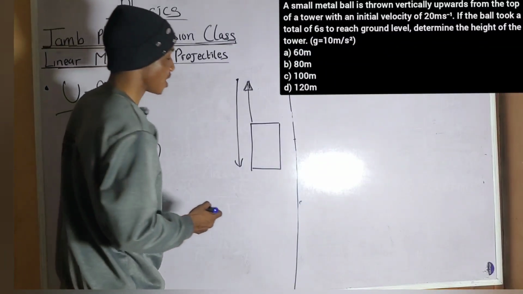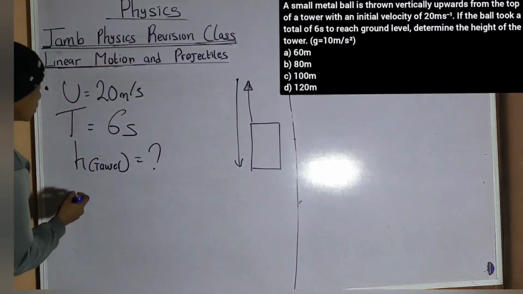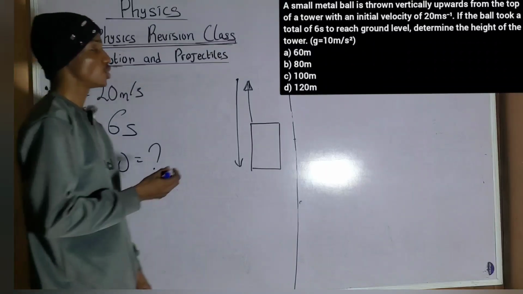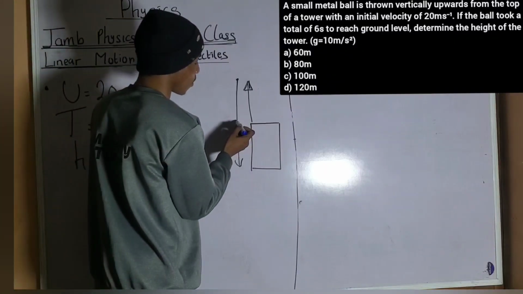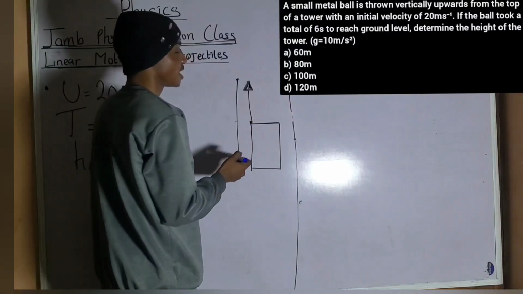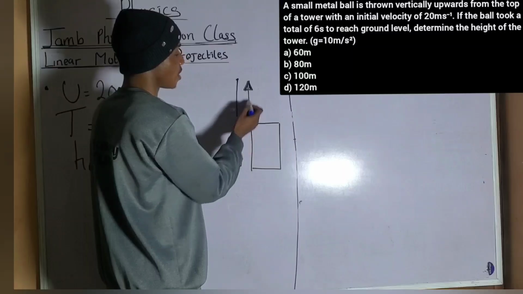The height of the tower will be, okay, let us first get the time taken for the ball to move from this point to this point. Are you getting it? Let us first determine the time taken for the ball to move from this point to this point.